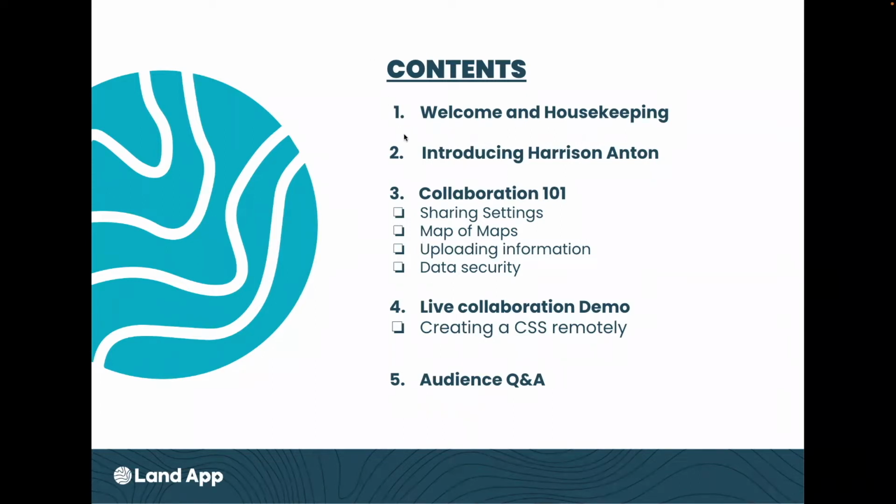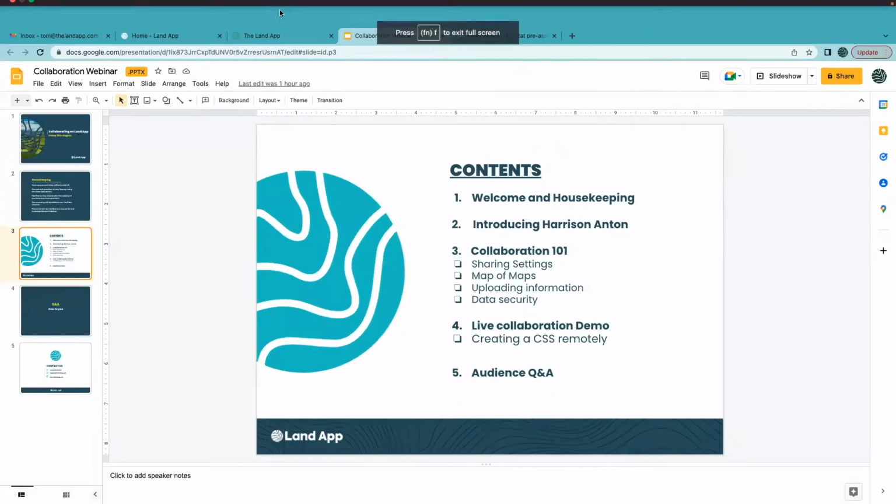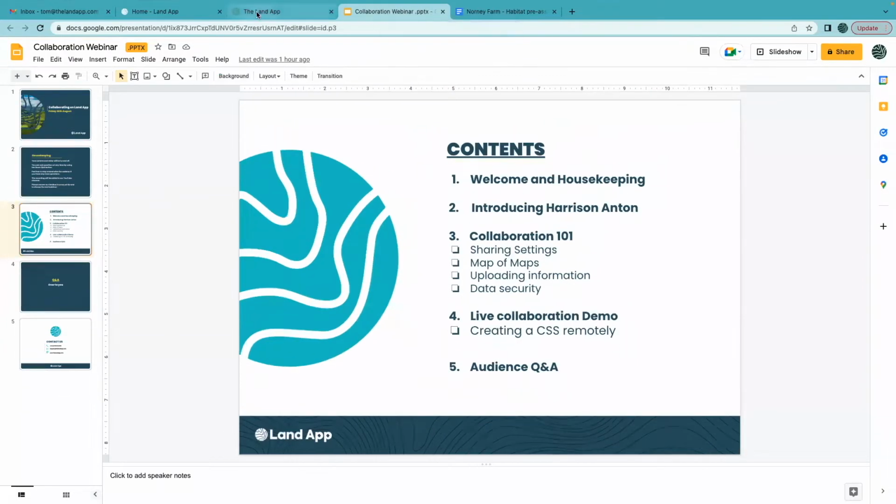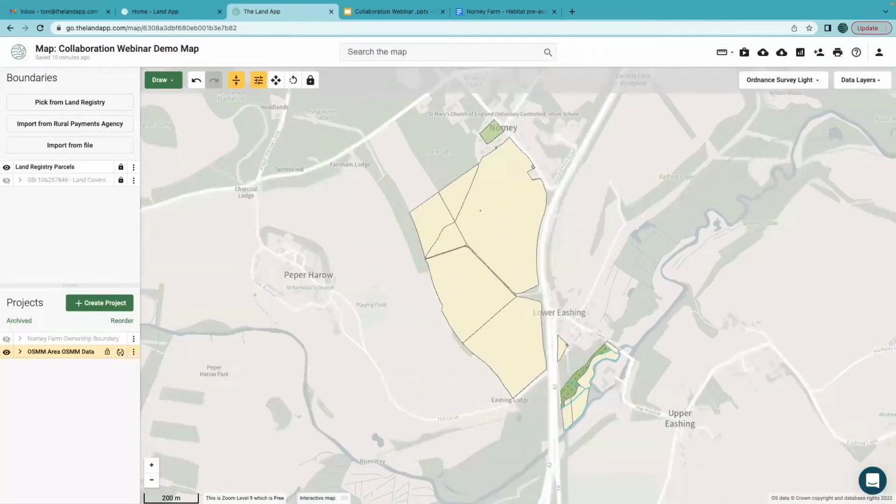Okay, so let's kick off. If I minimize this and head over to my land app screen, just let me know, can you see my land app? Perfect, thumbs up from Harrison, thank you very much. The first thing I want to point out is that every single map that you create, every single project, has its associated hyperlink. So if you want to add people to the map, or you want people to view the map, each map has its own hot link here.